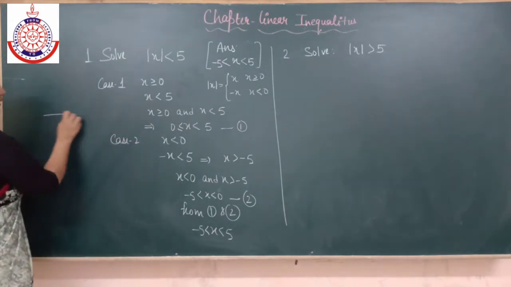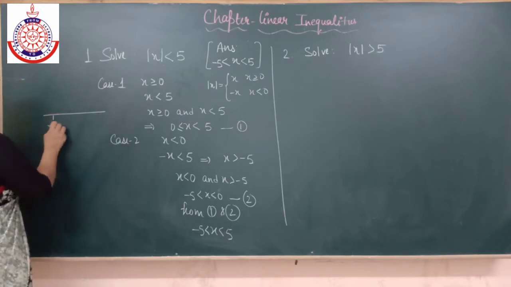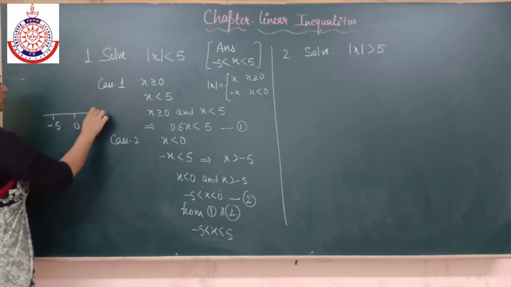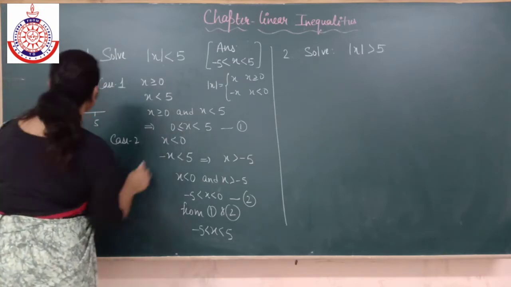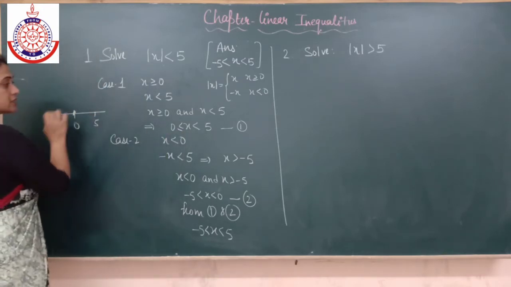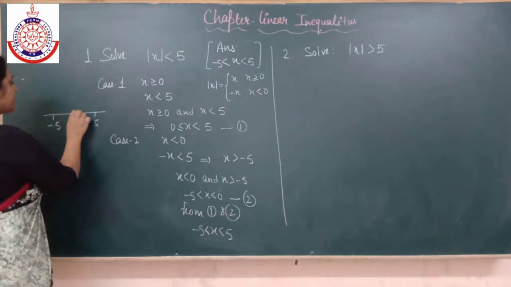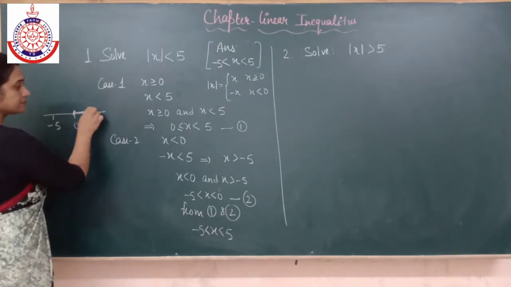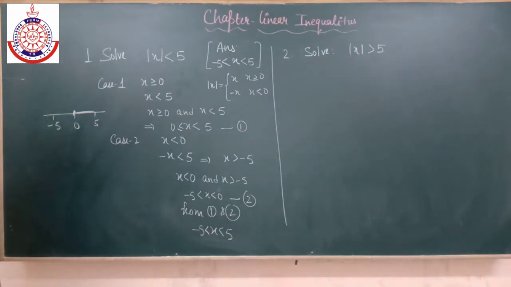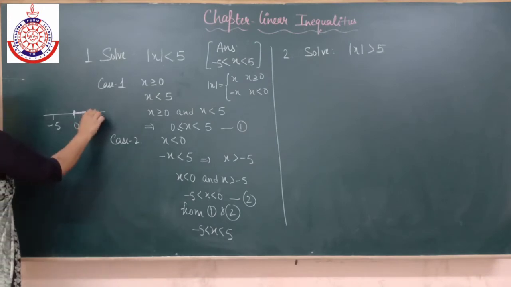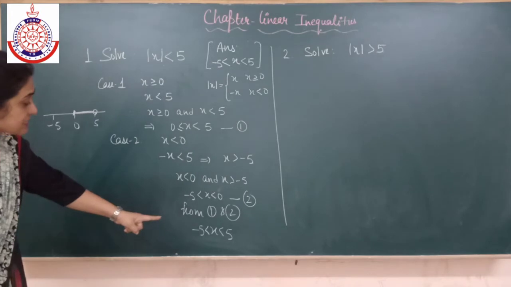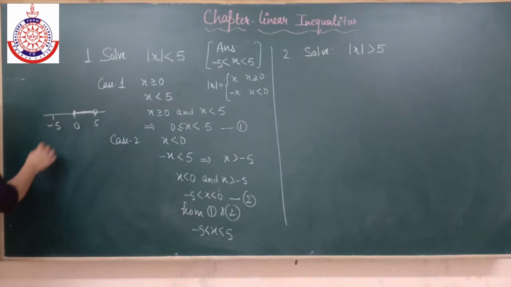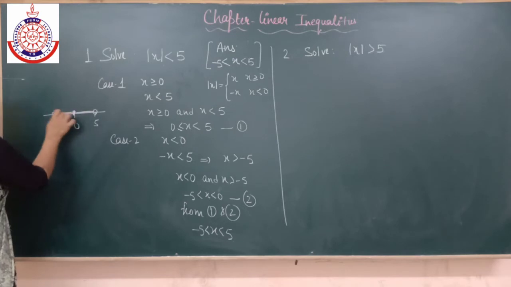For the first one, I have minus 5, let's plot both together, 0 and 5, okay? First I will plot this, between 0 and 5. That means this is clear up to here. Second one I'll plot on the same. Minus 5 to 0. Minus 5 is also not included, 0 is not included, so this is my number line.